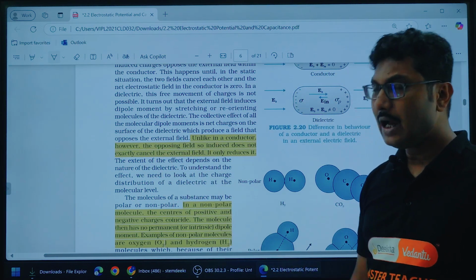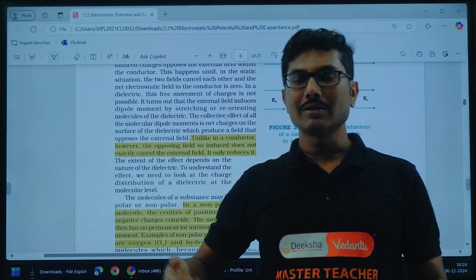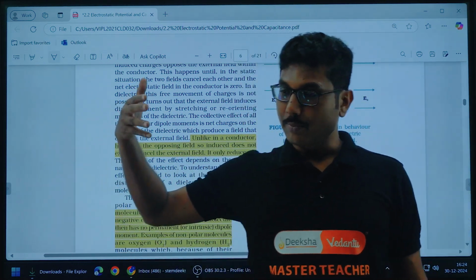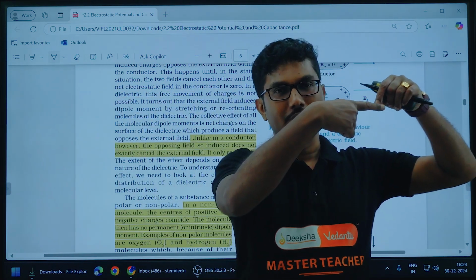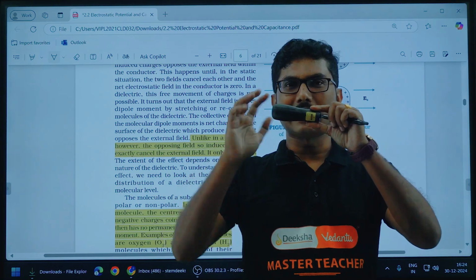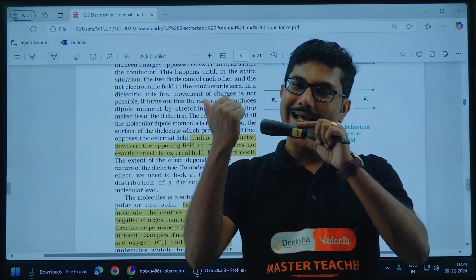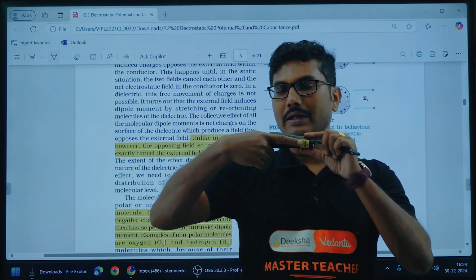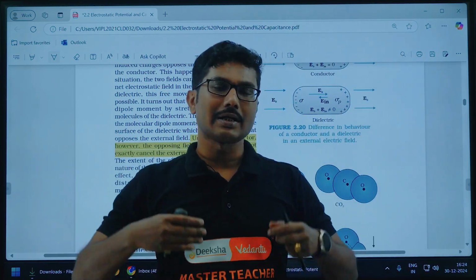So, inside the conductor we have learned that the electric field is 0. Why? Because there is an induced electric field. Suppose the electric field is moving from this side to this side, like this. If you place a conductor here, then inside the conductor there will be an electric field which opposes the external electric field, and it is exactly the same amount as the external electric field. So, internal and external electric fields are equal, they cancel each other, and the electric field inside the conductor is 0.